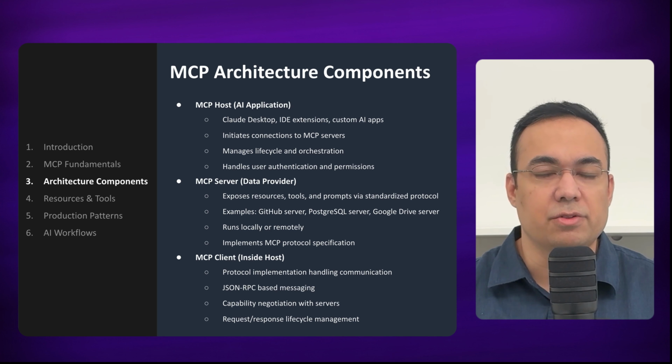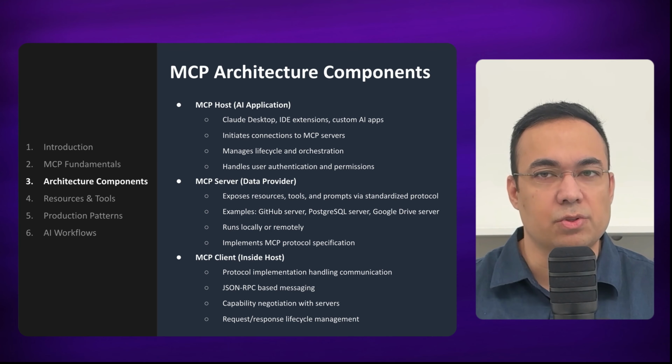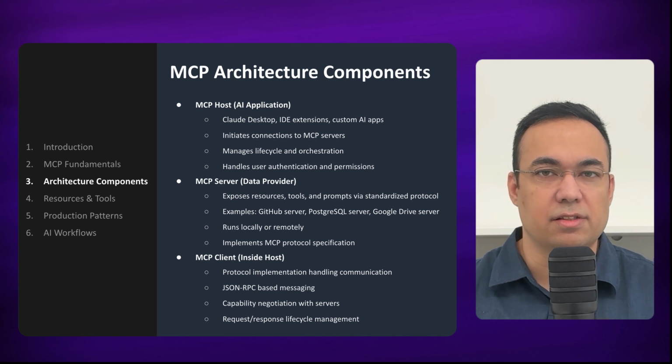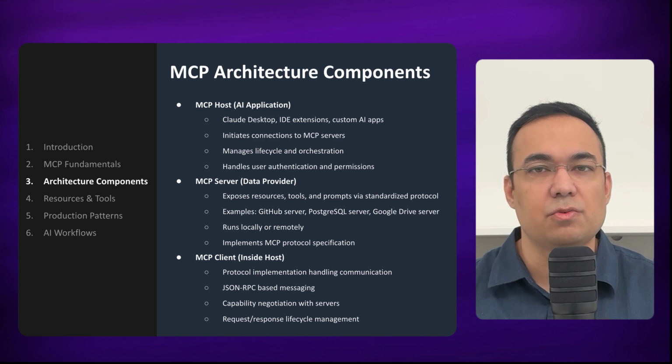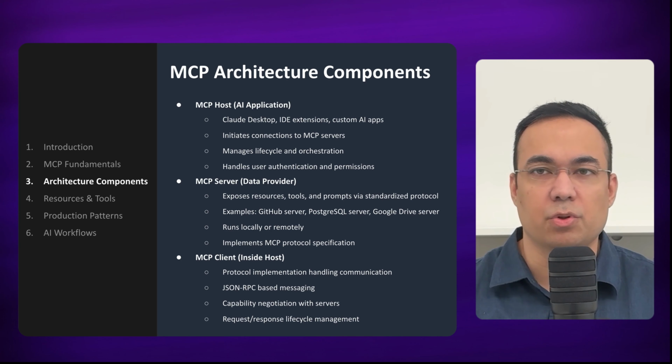The communication pattern uses a client-server architecture based on JSON-RPC 2.0. These are stateful connections that stay open and maintain state. When a server connects, it performs capability discovery. Servers declare what they provide, for example, which resources and tools they expose. Hosts consume these capabilities based on their needs. This architecture separates the concerns. The host focuses on orchestration and user interaction, and servers focus on providing access to specific data sources. The client handles the protocol details. Each component has clear responsibility.